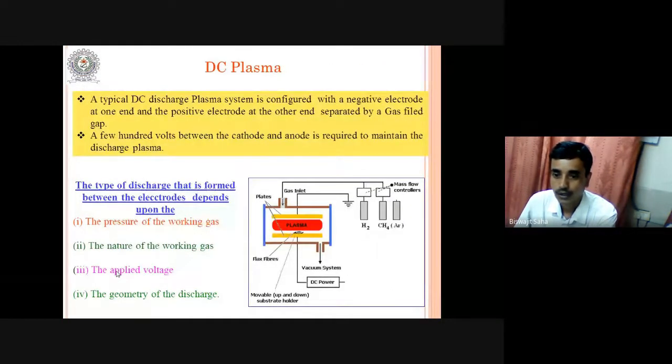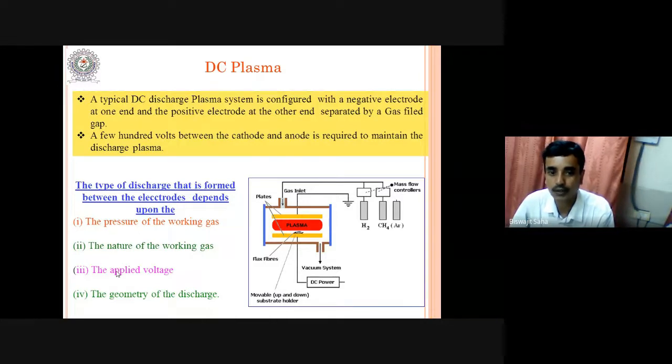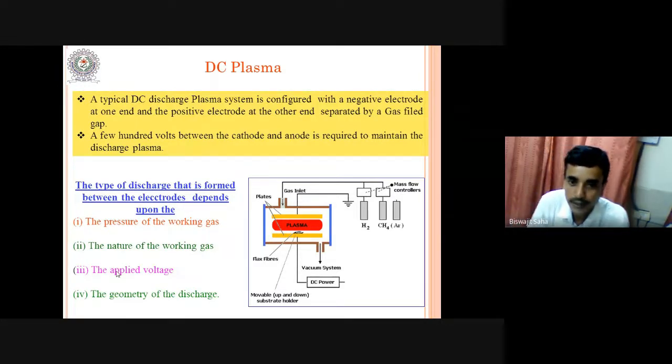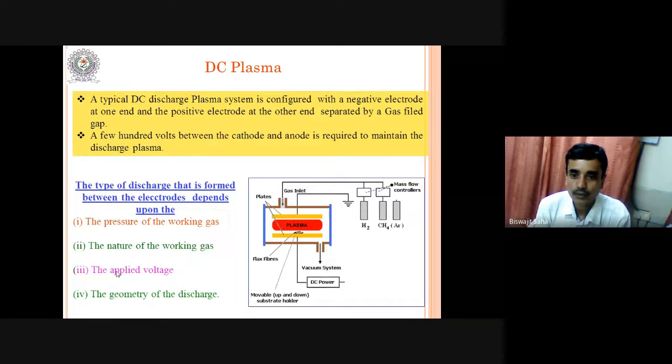Okay, so how can this plasma be created? Plasma can be created in two different ways. Using a DC applied bias, it is called DC plasma. In such a case, a DC discharge plasma system is configured with the help of a negative electrode and a positive electrode and gas filled inside the chamber. A few hundred volts, typically 1 kilovolt, is required to be applied to maintain the discharge and for the plasma to be sustainable.